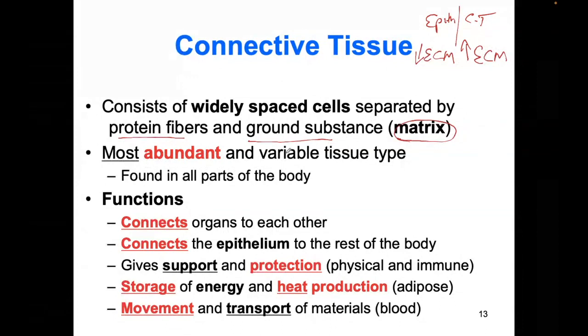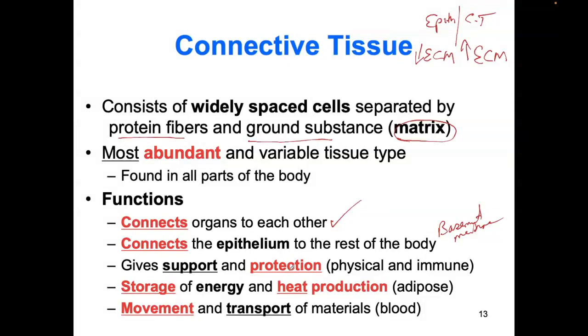Connective tissue is the most abundant and variable type of tissue that's found throughout the body. It connects organs to each other. Well, that would make sense, right? Connective tissue connects organs. It even connects the epithelium to the rest of the body. So connective tissue and epithelium connect to one another. They use something called a basement membrane to connect.